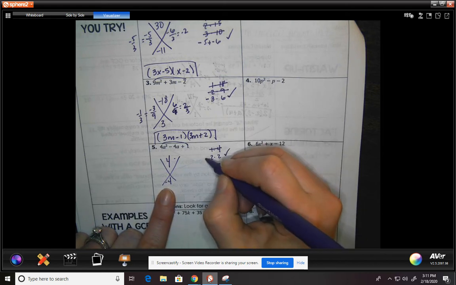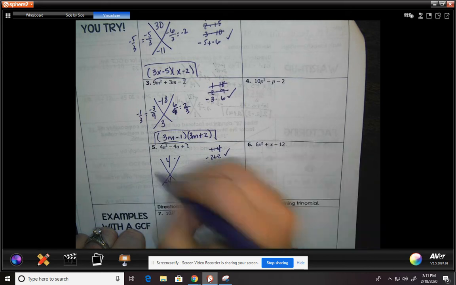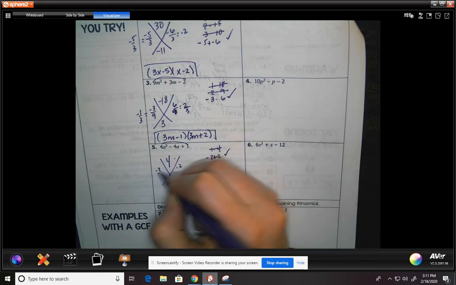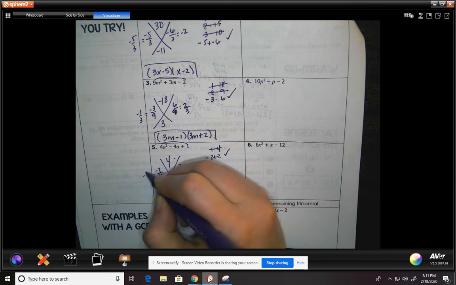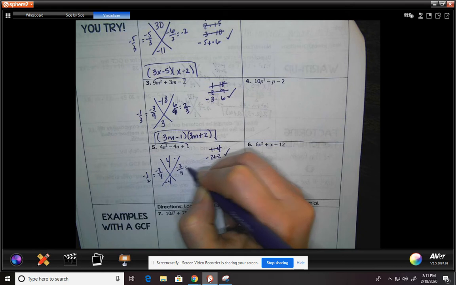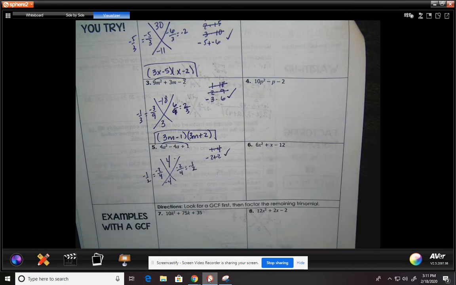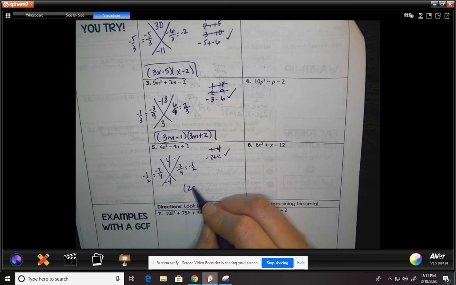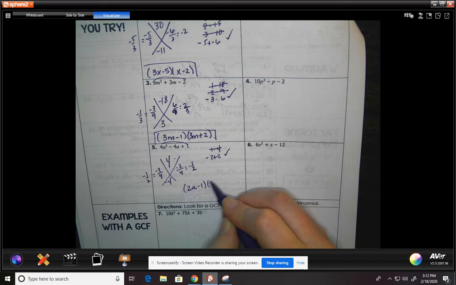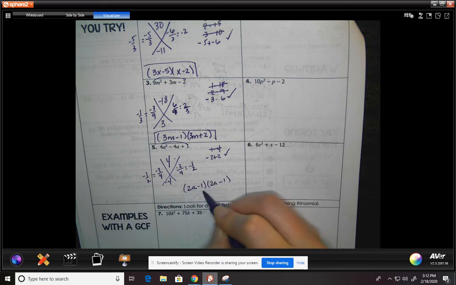So I have to do negative 4 plus negative 2. So I put a negative 2 here and a negative 2 here. I divide by that leading coefficient of 4, and that simplifies to negative 1/2. So therefore, your answer would be 2a minus 1, because 2 and then 1. Or you could do 2a minus 1 squared. Either way would be fine.